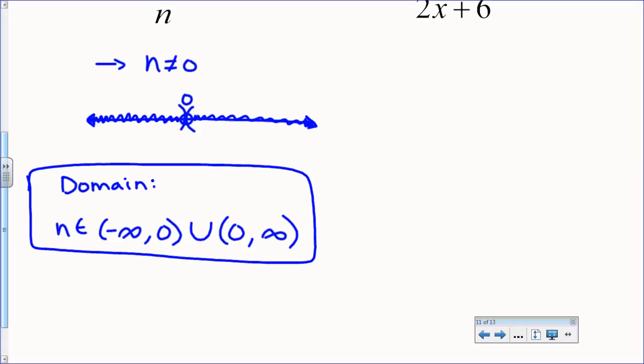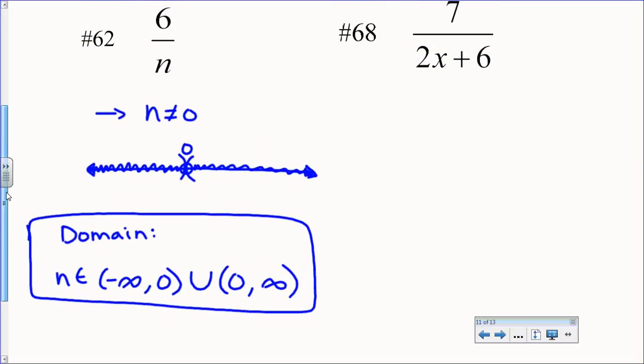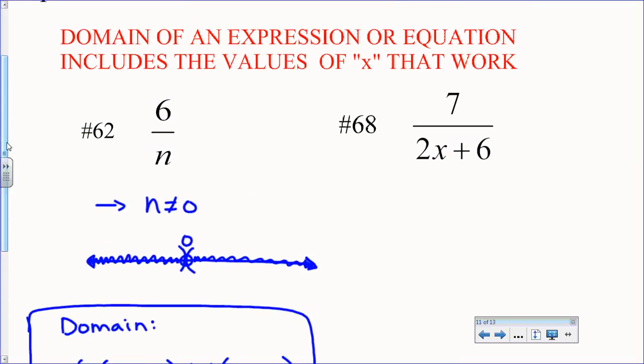These parentheses here tell me I'm skipping 0. But I can be right up to 0. So not negative 1, but 0. Because you can't stop at negative 1 because there are numbers between negative 1 and 0 that are fine, like 0.5, 0.22. All those are fine. Okay. So same thing here for the next one.